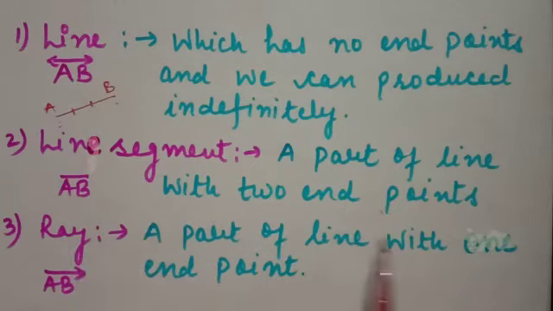Ray, a part of line with one end point. It means in our ray we have one end point and one side of the line is available to produce. We can produce it. So we can represent this line like this, one end point with one arrow.